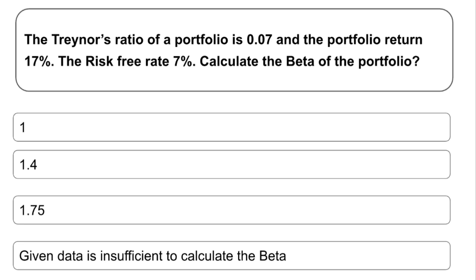The Treynor ratio of a portfolio is 0.07 and the portfolio return is 17%. The risk-free return is 7%. Calculate the beta of the portfolio. Options are: A, 1; B, 1.4; C, 1.75; and D, the given data is insufficient to calculate beta.